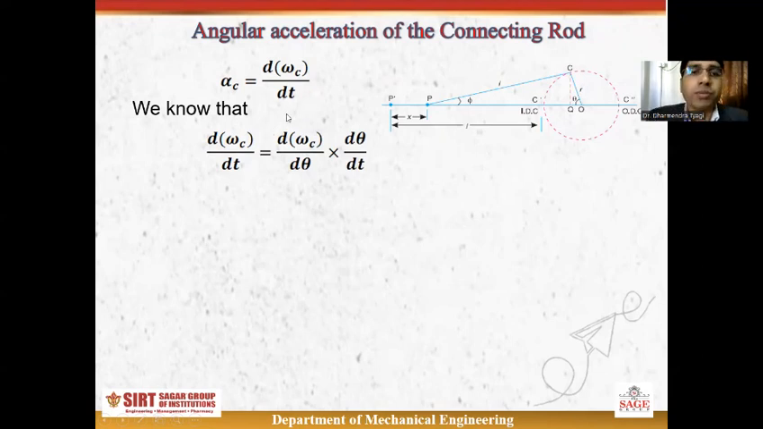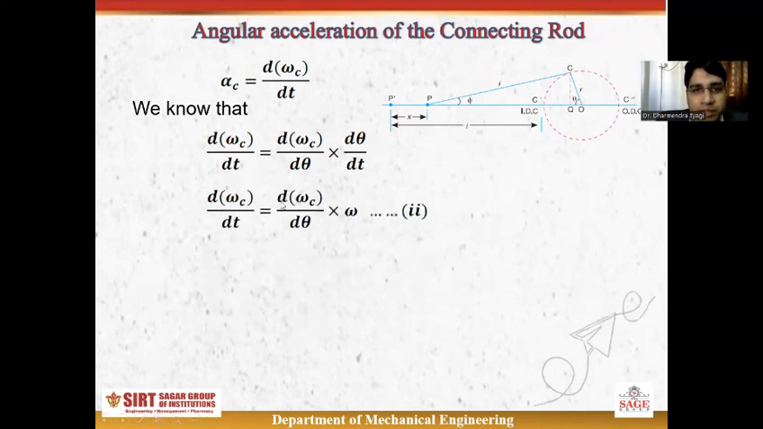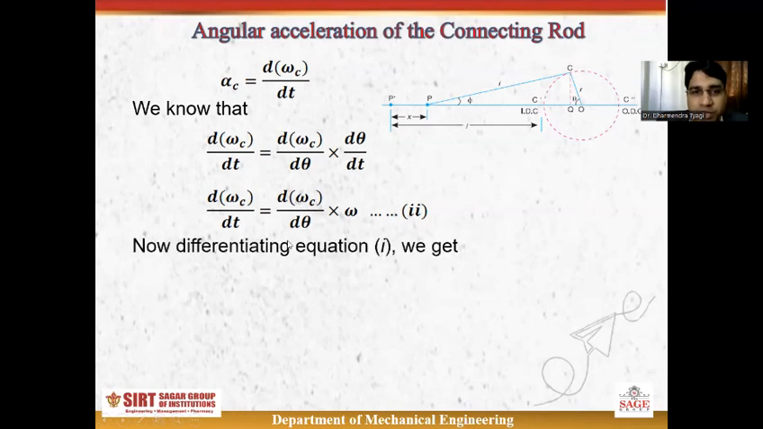And what is the value of αC? Here you can see dωC/dt equals dωC/dθ into dθ/dt. The dθ and dθ cancel out, and dθ/dt equals the angular velocity. So substitute the value of angular velocity in terms of dθ/dt, that is ω. And here dωC/dθ, we get by differentiating equation number 1.